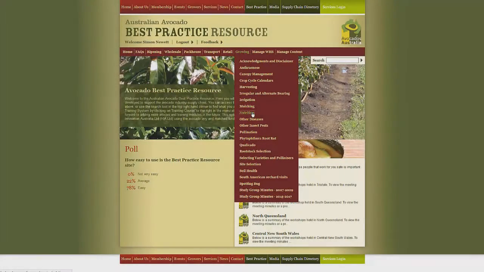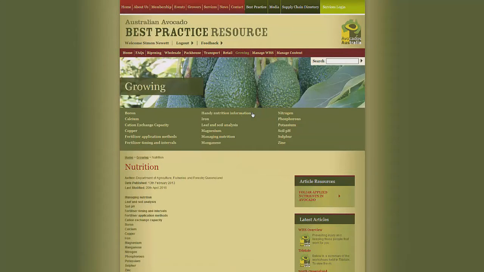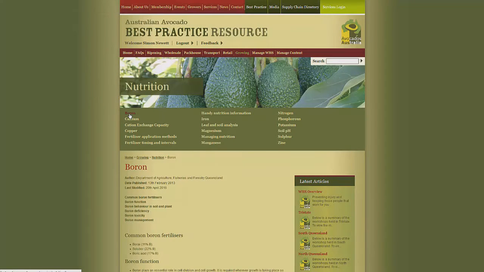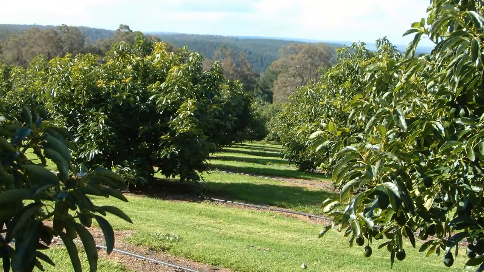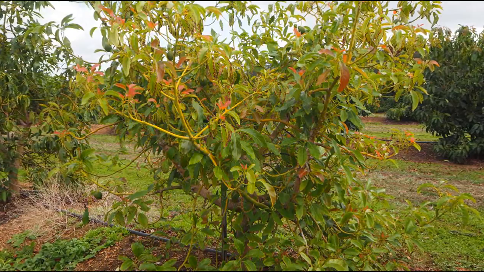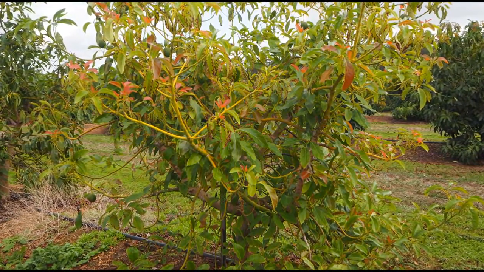Best practice resources on Avocados Australia Limited's website include a worksheet to accurately calculate rates and timing intervals for boron application in your orchard. If in doubt, always seek expert advice. There are many symptoms associated with boron deficiency and toxicity.